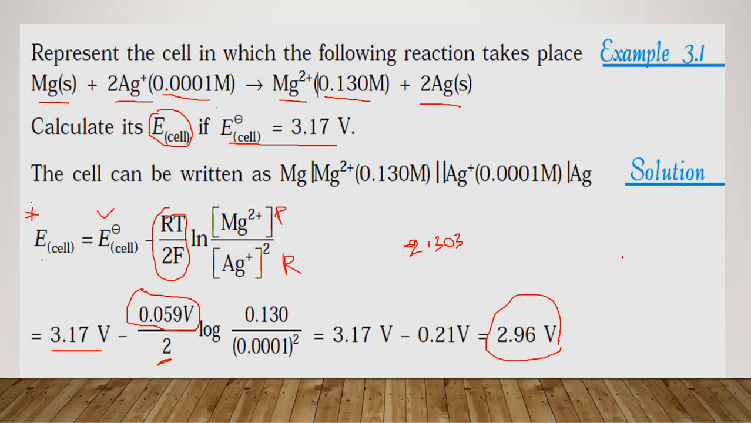See here, our observation is that if you take this magnesium and silver at standard conditions, we will get 3.17 volt. 3.17 volt. The concentration is 1 M and 1 M. But here it's given that very less concentration. Silver is 0.0001, even magnesium also 0.1. So at different concentration or at low concentration, what is the EMF we calculated here?